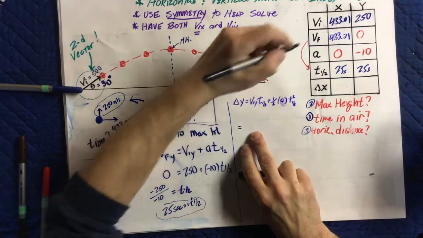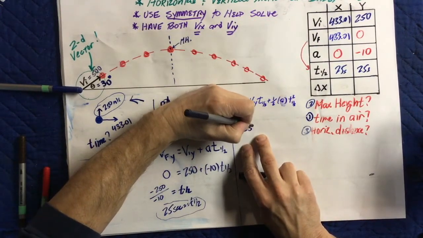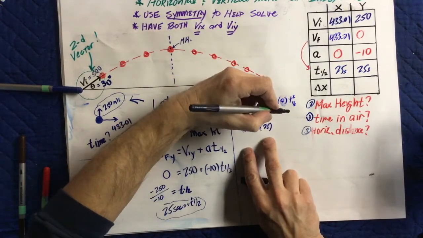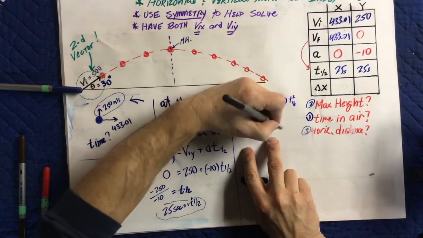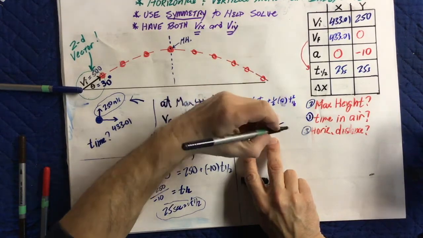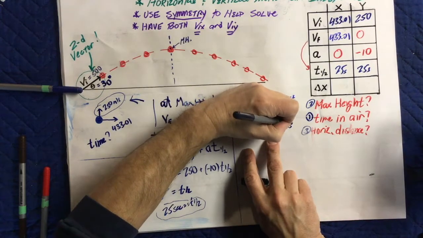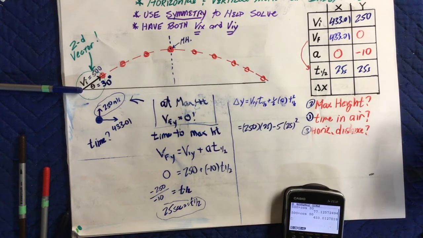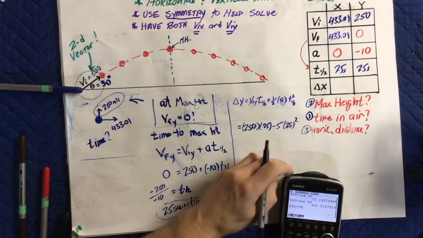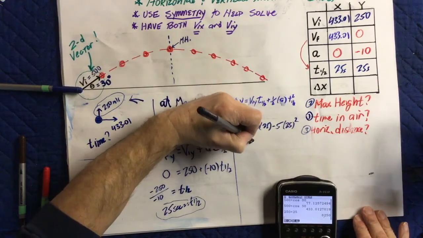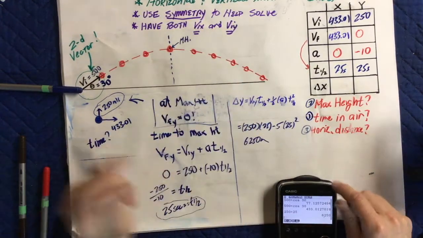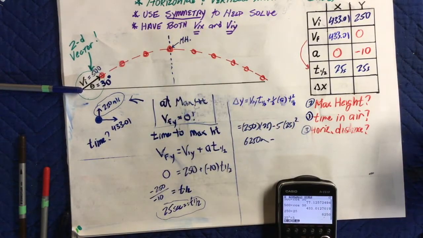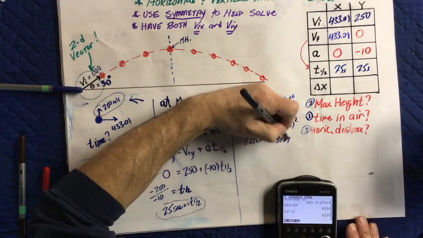My initial vertical velocity is 250. My time to reach maximum height is 25 seconds. If we're using -10 here, this is a -5, because 1/2 times -10. And now we have 25 seconds squared. So now let's start plugging in, let's start punching some numbers. So 250 times 25 gives me 6,250 meters it would travel without gravity. Then we bring the gravity term in. So now we have 25 squared times 5, minus 3,125.